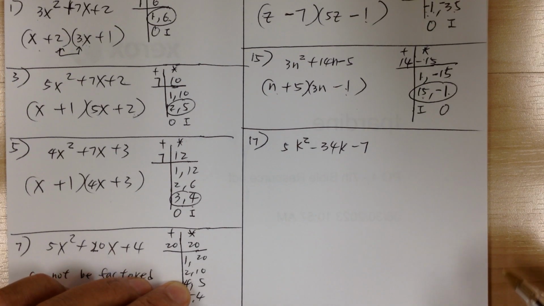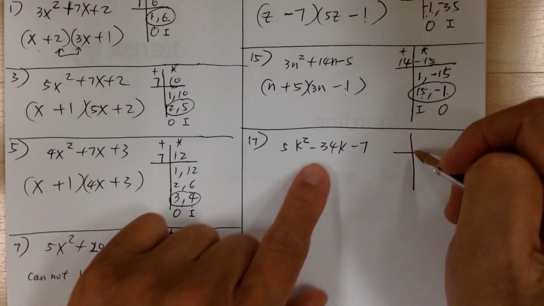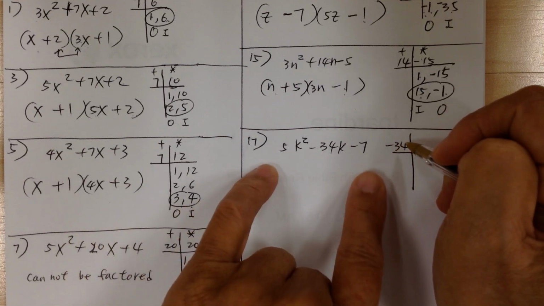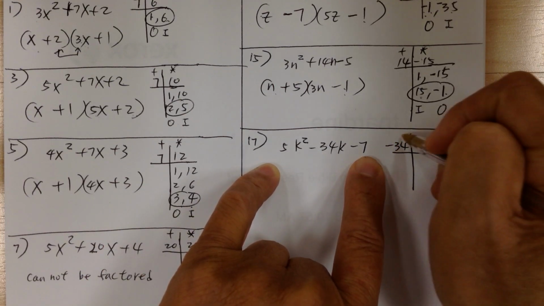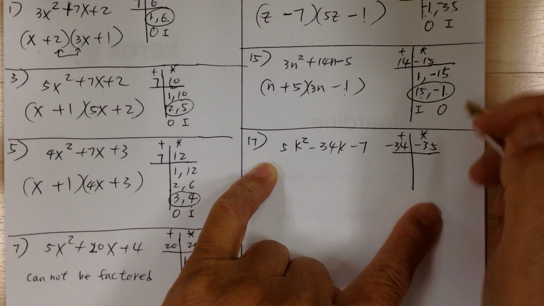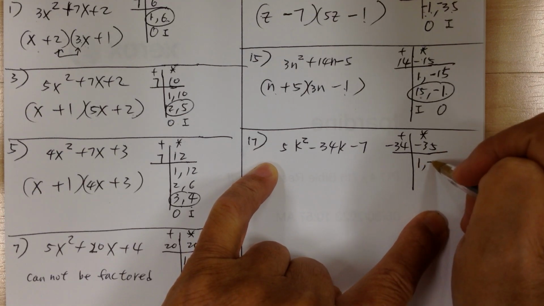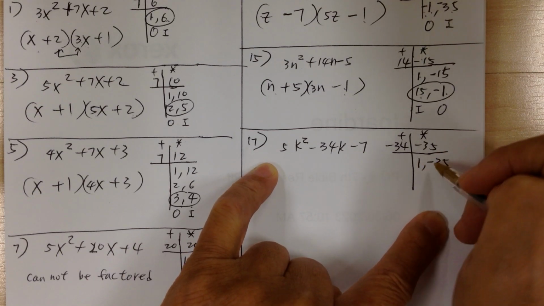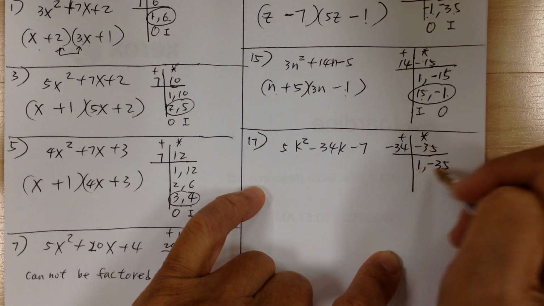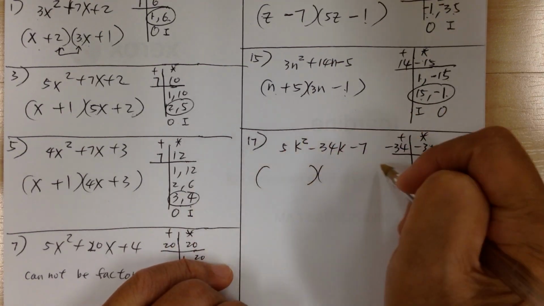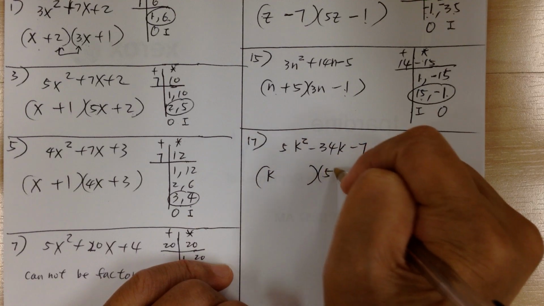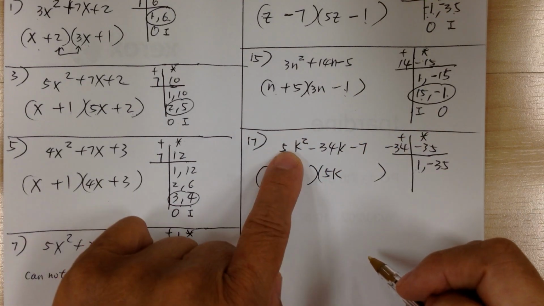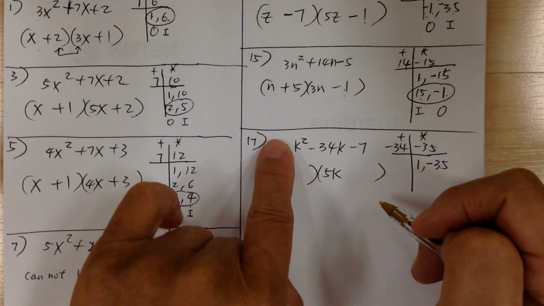Okay? So again, you need to get negative 34, and this is negative 35. So you have to add and multiply to get that. You can start with 1, negative 35, and that's it. This times gives you that, this plus gives you that. So you're going to get k, 5k. Okay, so again, undo the first term, so that's your first term.